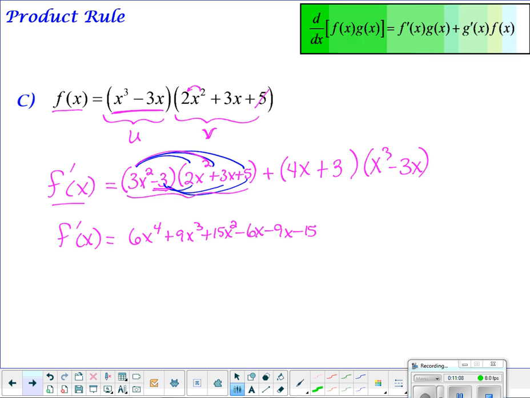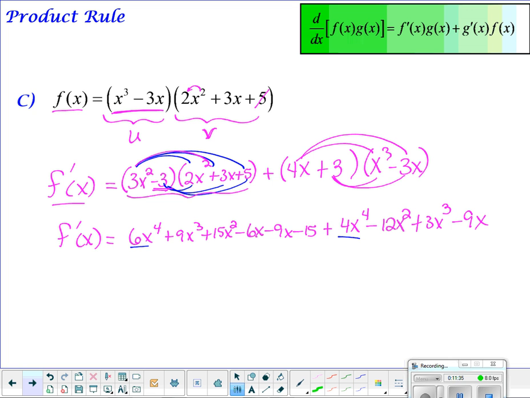On to these last two, I will pick up 4x times x cubed will give me 4x to the 4th, minus 12x squared. 3 times x cubed will be plus 3x cubed. And this times that, 3 times negative 3 will be negative 9x. Look for like terms. Looks like our highest degree, the 4th powers.